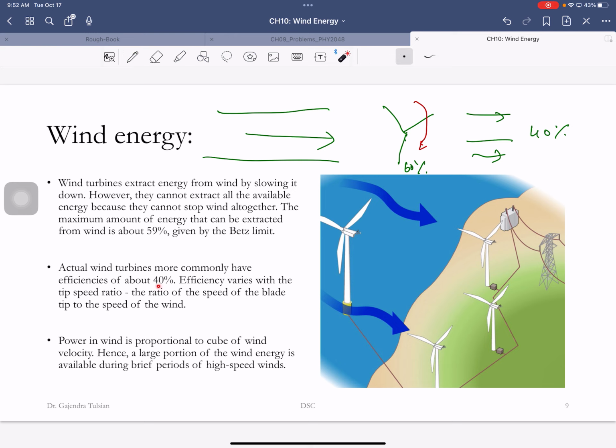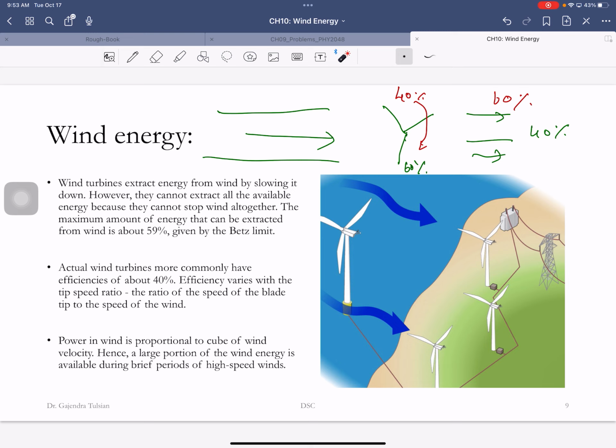Now, in practice, only about 40% is captured. So in practice, 40% is captured and 60% is gone. But we are happy with that. Why are we happy with that? It's free, and we're picking up 40% of it. And what is the best thing about wind generation? No carbon dioxide. Very good. It's free, no carbon dioxide, almost zero environmental impact.